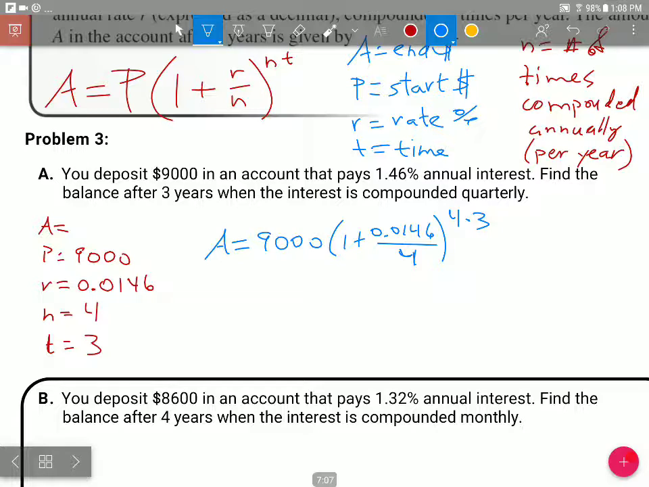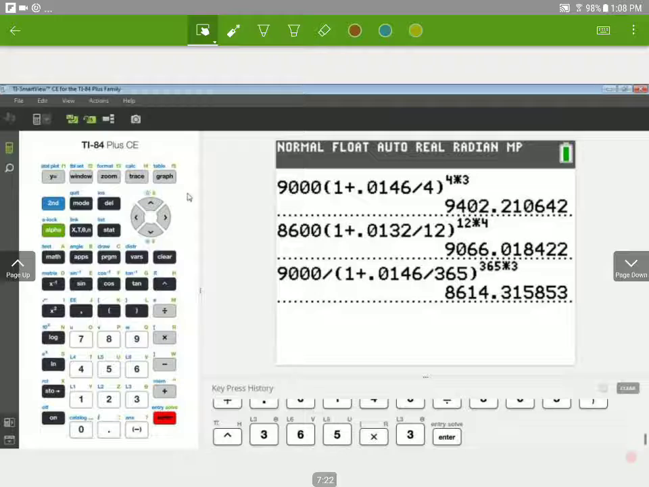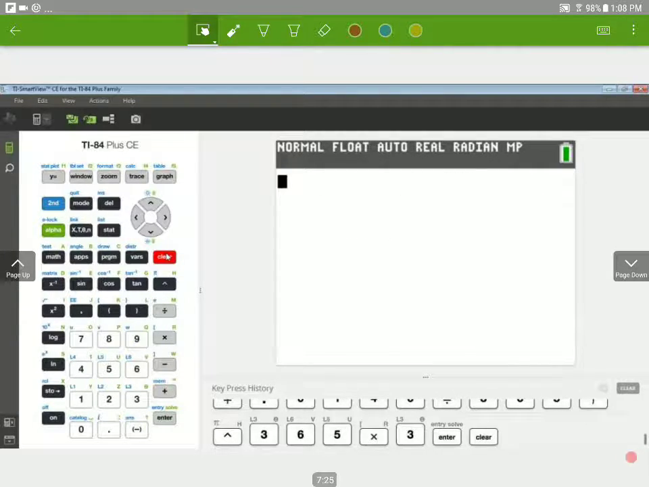Cool? All right. Now, don't let that equation freak you out. Don't say, oh my God, this is a lot of numbers, a lot of parentheses. Don't worry about that. Let's switch over to a calculator. Oh, there's my son. Where's the calculator? There it is. Hi, son. All right, there we go. So just type it in just like you see it.